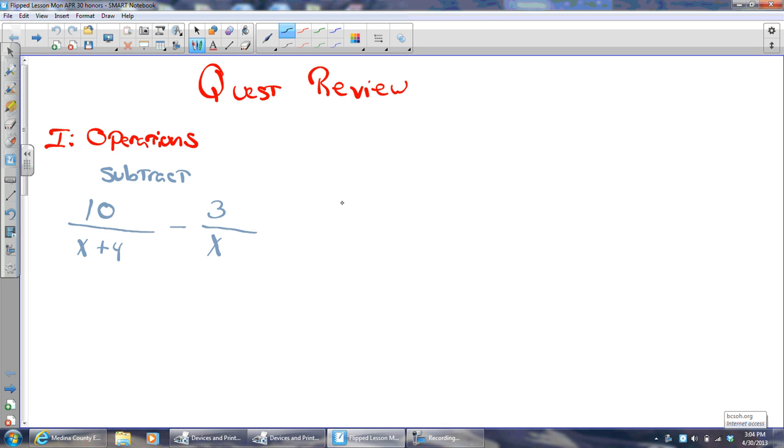And remember, I need an LCD. I might look to factor my denominator. In this case, there's nothing to factor. But I'm going to look for my LCD. Oop, I got the fat pen on. Hold on, let me get the skinny one on.